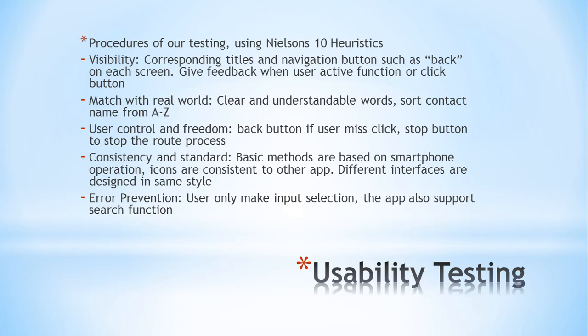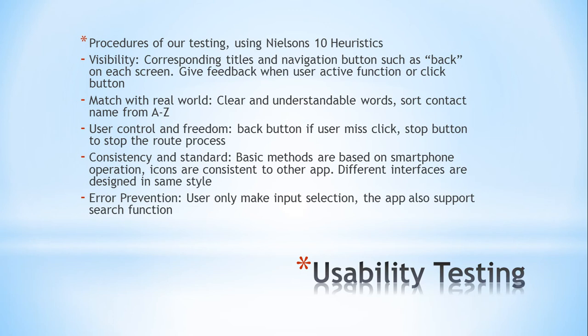Procedures of our testing. There are many, but I will just talk about some of them. Visibility. There are corresponding titles and navigation buttons such as back on each screen. The app also gives feedback when user activates a function or clicks a button. Match with the real world. We use clear and understandable words and short contact names from A to Z. People use the app just like using a map.